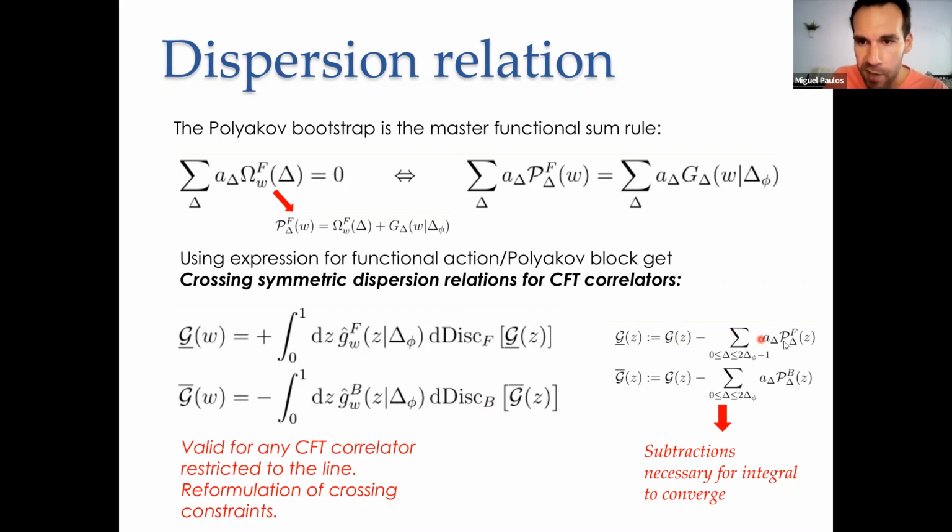So you have to take your correlator and subtract all the Polyakov blocks for which this integral representation was not valid. But importantly, you need to do these subtractions, otherwise these integrals will not converge. But importantly, the number of subtractions is finite. And so in presence of a gap, for instance, you can even reduce them to just one. There's always one that you need to make, which is the contribution of the identity. And then there will be some finite number of others, depending on your gap. And I emphasize that this actually holds for any CFT correlator, not just one CFT correlator.